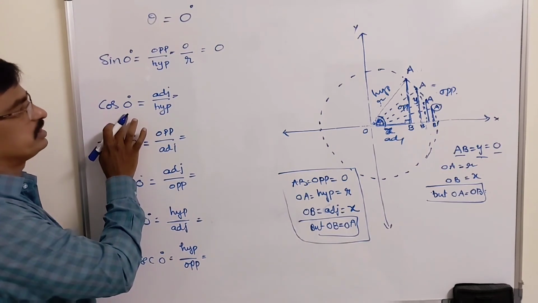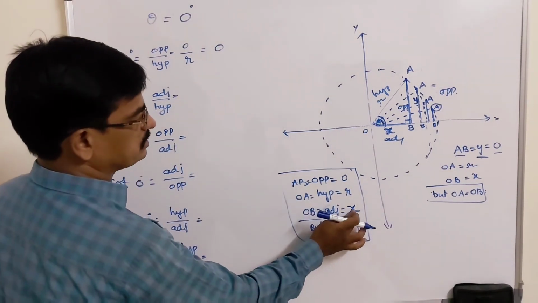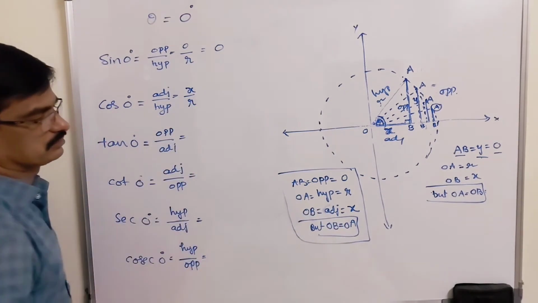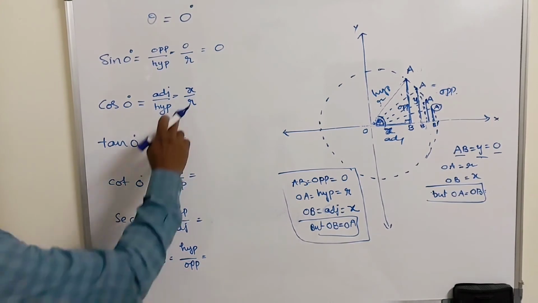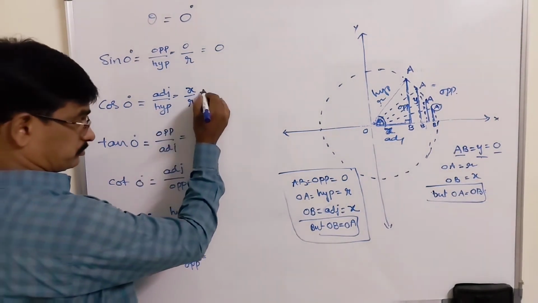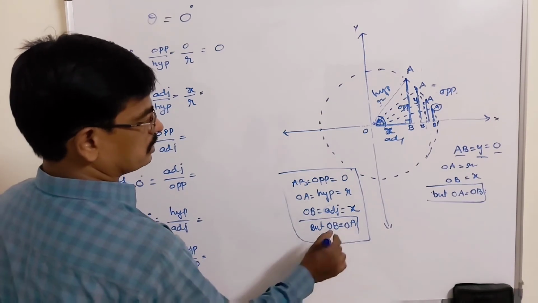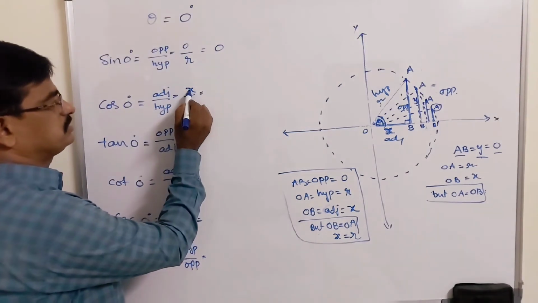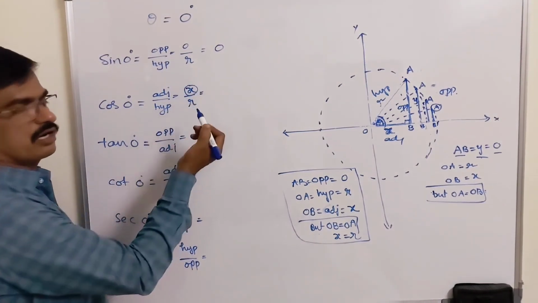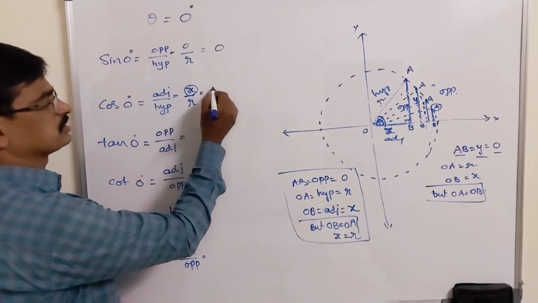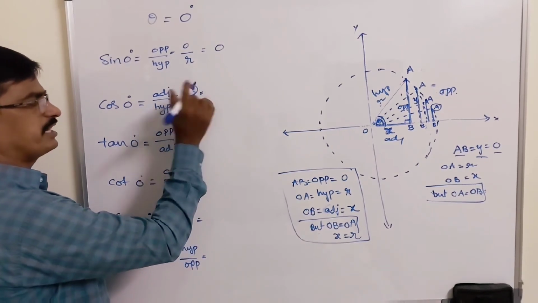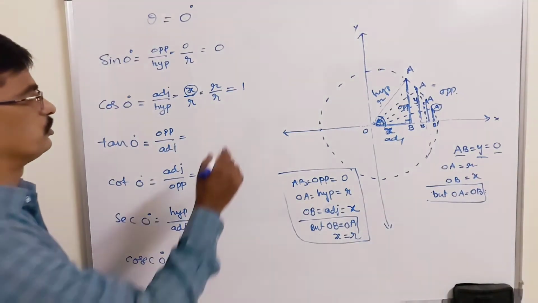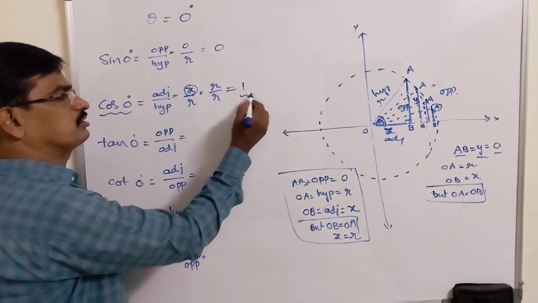Next, cos 0 degrees, adjacent side. So adjacent side is X. Hypotenuse is R. But OB is equal to OA, that is X is equal to R. X by R. You can replace X by R or R by X, anyone you can replace. So now I am going to replace X by R, that is R by R. Then you will get cos 0 degrees is equal to 1.